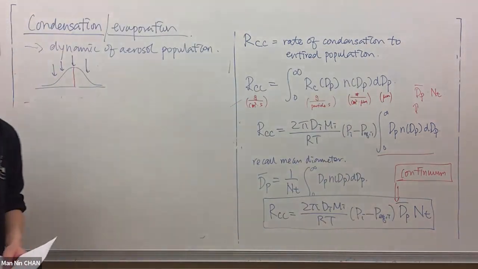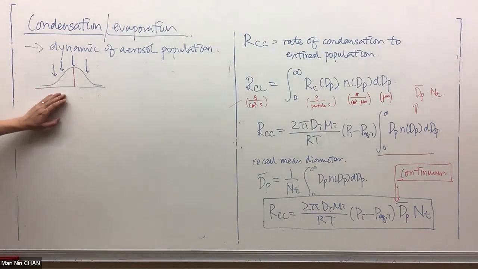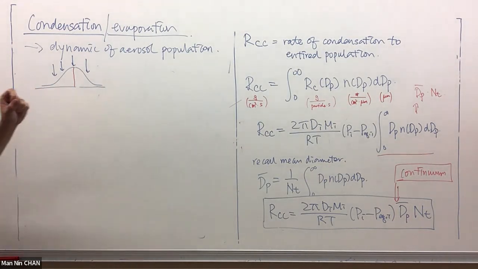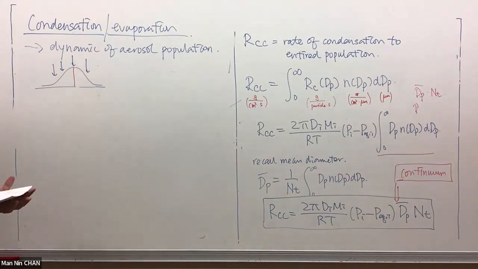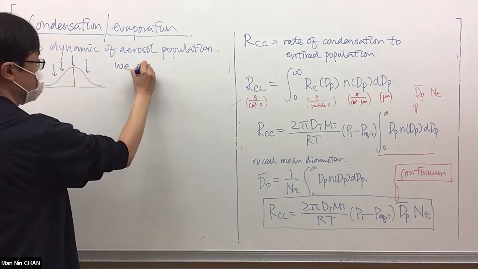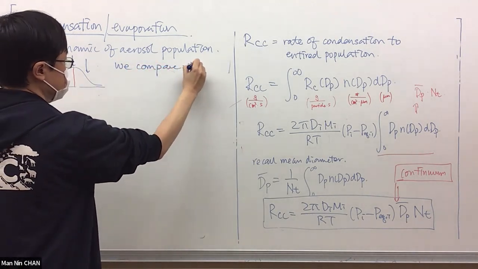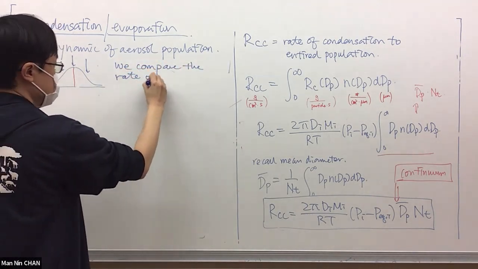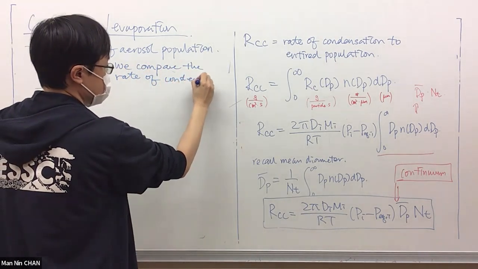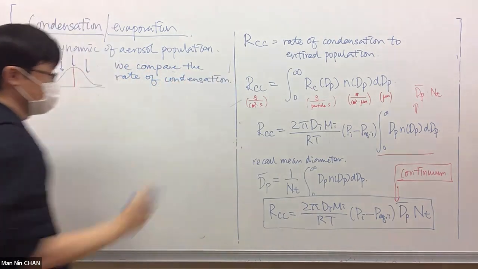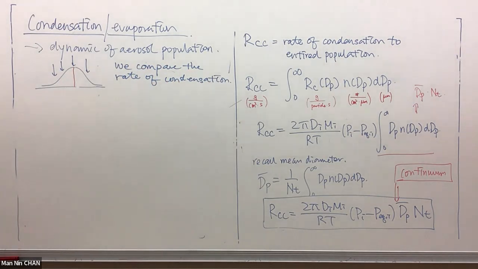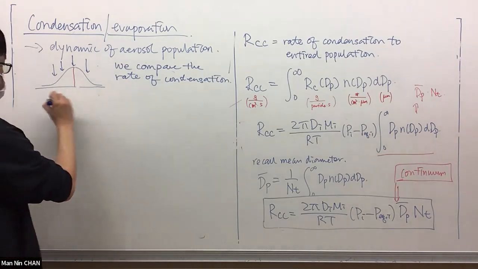Because most of the time, of course, we spend quite a lot of time looking at a single particle, or a single particle with a single size. But most of the time we have this kind of polydispersed population. Therefore, we want to compare the rate of condensation to a monodispersed and also a polydispersed particle population.